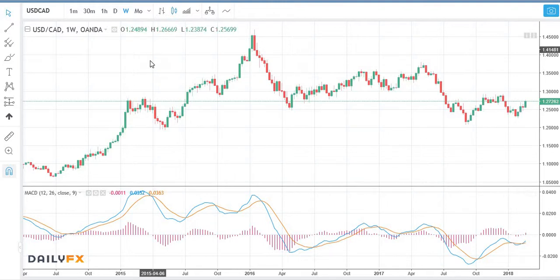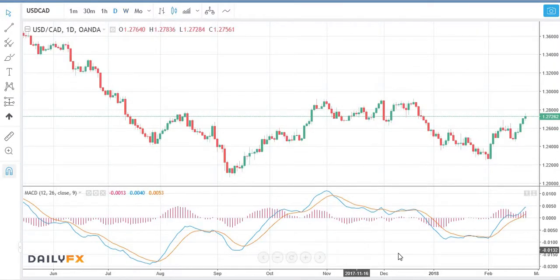But we headed back up. And then we look on the daily chart, we're actually back above the zero line, headed back up. So you said, well, how do we trade this? Well, it depends on what time frame you trade on, right?